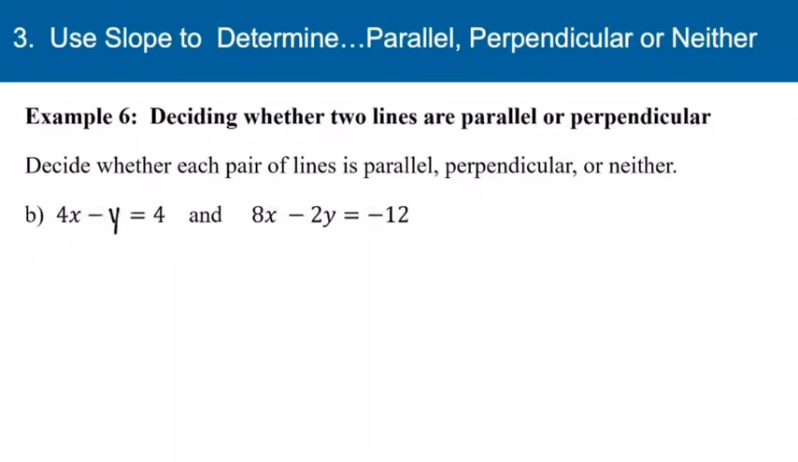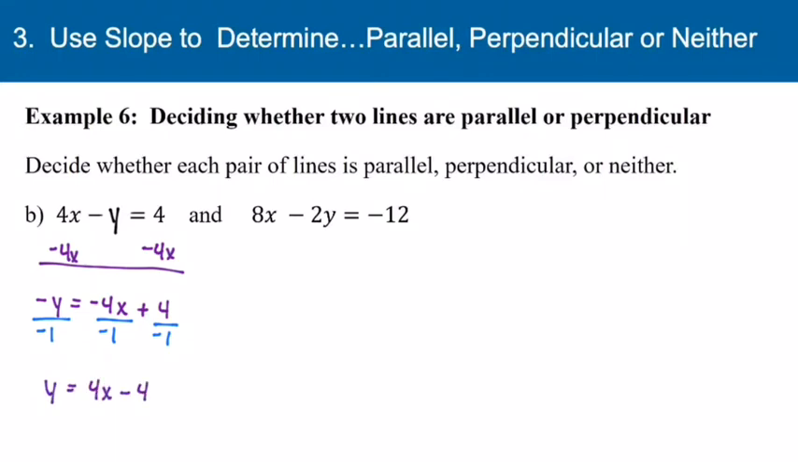So here our equations are 4x minus y equals 4, and 8x minus 2y equals negative 12. And again, in order to know whether the graphs are going to be parallel, perpendicular, or neither, we're going to need to put the equations into slope-intercept form. So that means we need to isolate the y term. So I'm going to subtract 4x from both sides here, and that's going to leave us with negative y equals negative 4x plus 4. And now I really need to eliminate this negative, so I'm going to divide both sides by negative 1, and that's going to leave us with y equals 4x minus 4. So the slope of this first line is 4.